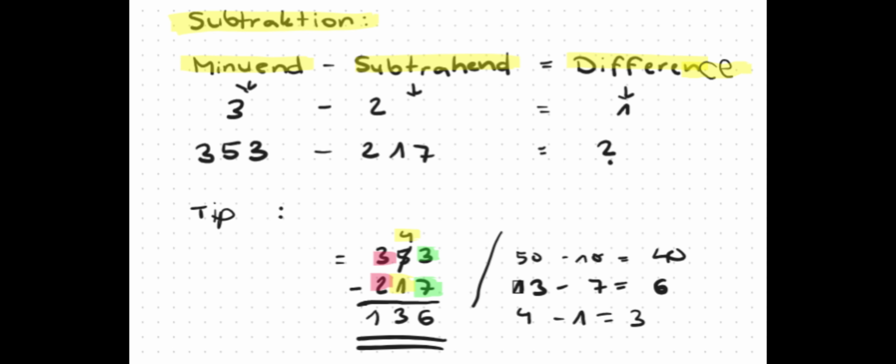First, you can calculate 50 minus 10 so that you can use the 10 for the first digit, namely 13 minus 7, which also equals 6. Then we can calculate 4 minus 1, which equals 3, and finally 3 minus 2, which also equals 1. Then we have our solution, which is 136.